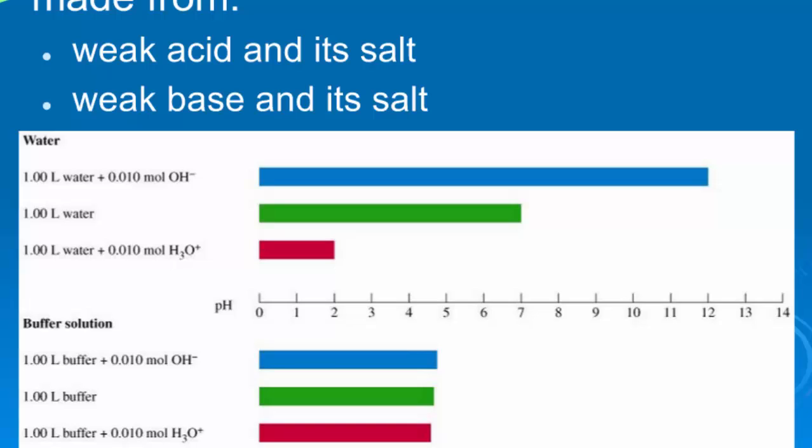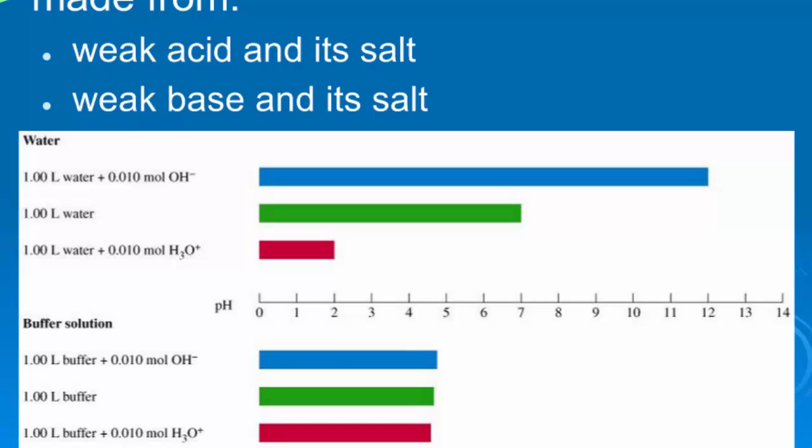If you have 1 liter of water and you add 0.010 mole of hydronium ions, or H+, it goes down to 2. But if you have 1 liter of a buffer solution and you add the hydroxide or the acid, the buffer solution, the green one in the middle, by itself is about 4.5. Look at how little the pH changes when I add acid or base to a buffer. That's the point of a buffer. So you may hear about buffered solutions or buffered aspirin. The whole point is to keep the solution from changing pH.